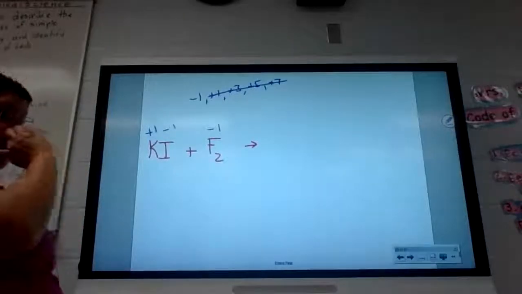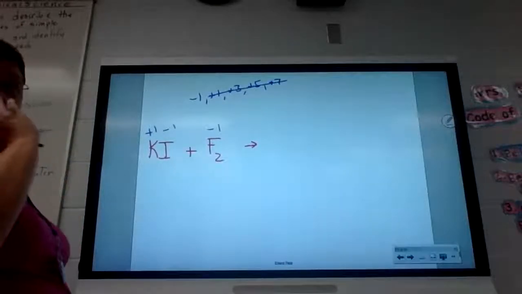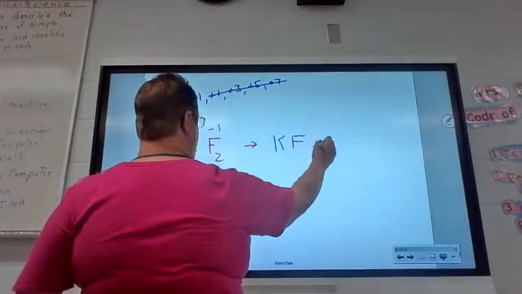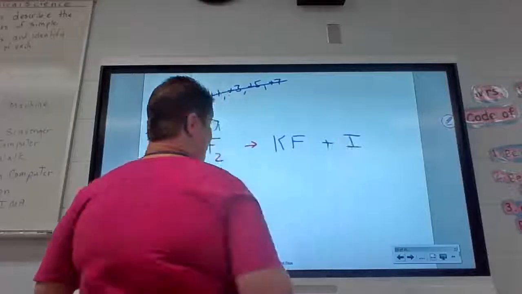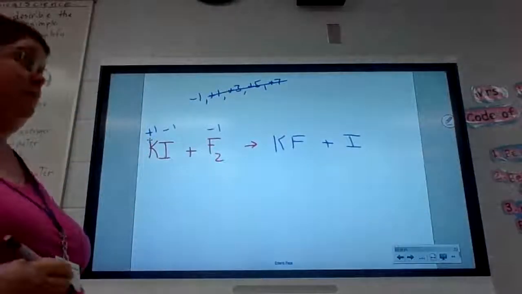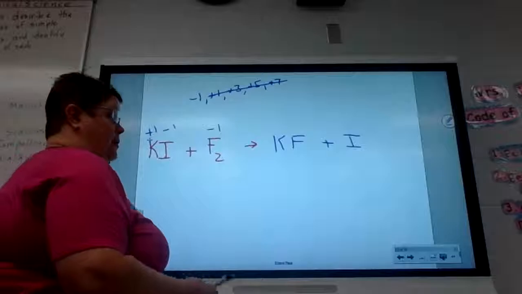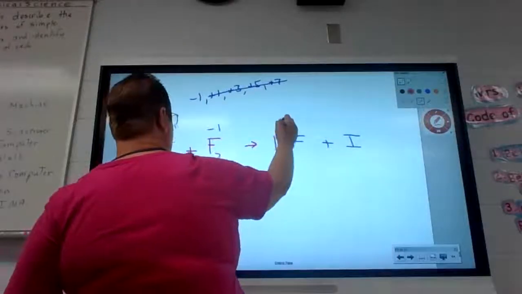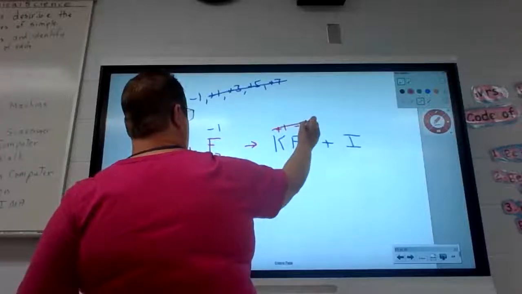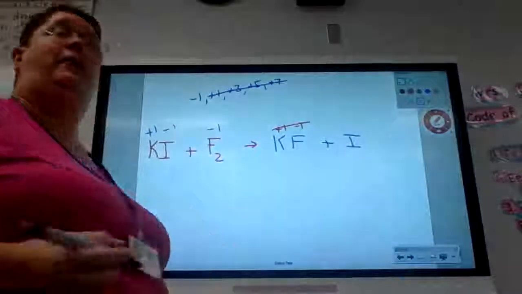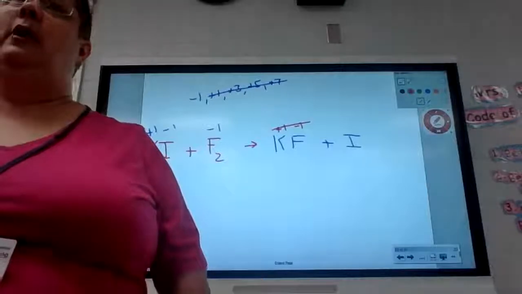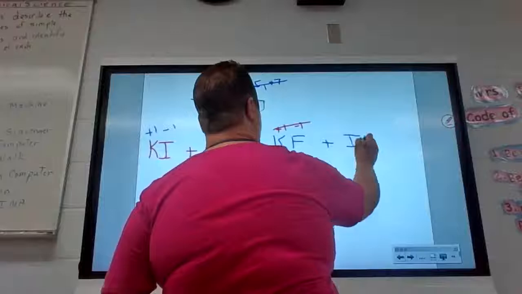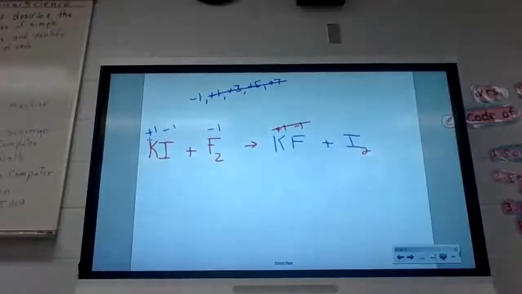So you're switching which 2 elements? I and F. So you're going to have K with F, and I will be by itself. So you switch oxidation numbers on K and F. They're both what numbers? Ones. So they do what to each other? And I is by itself, and it's an element. So what do you ask yourself? Is it one of the 7? No. You get a 2. Okay? And you can balance that one on your own.